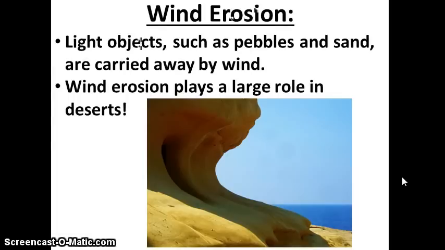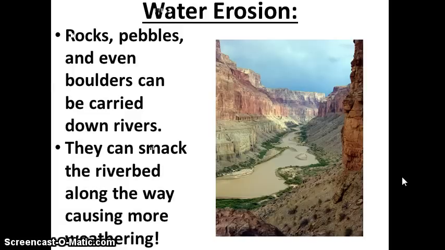Okay, with wind erosion, lighter objects such as pebbles and sand are carried away by the wind. Wind erosion plays a large role in deserts where there's a lot of sand, and the wind's going to be picking up a lot of the tiny pieces of sand. So when we talk about desert types of sand, they're generally very, very small.